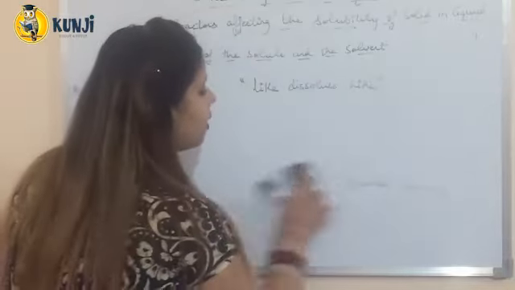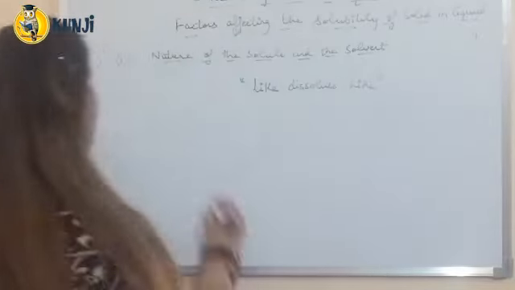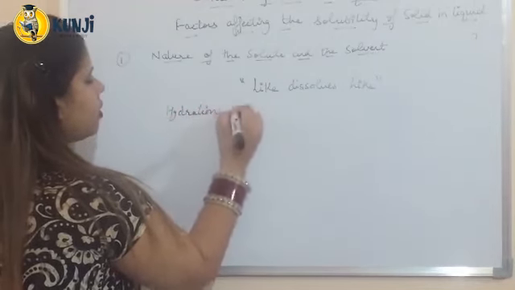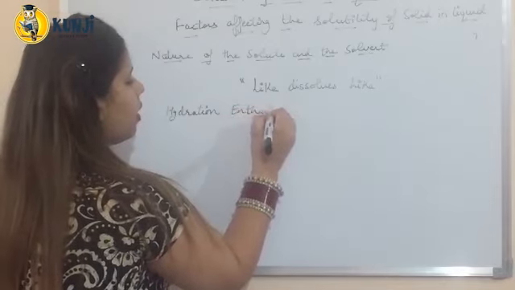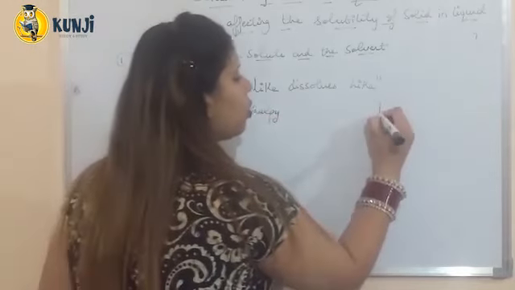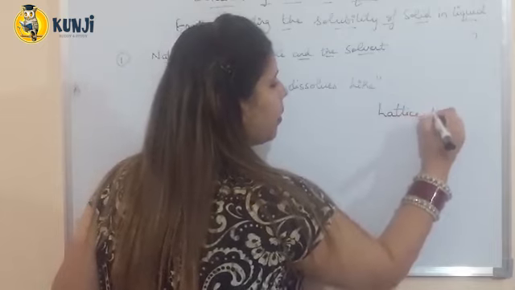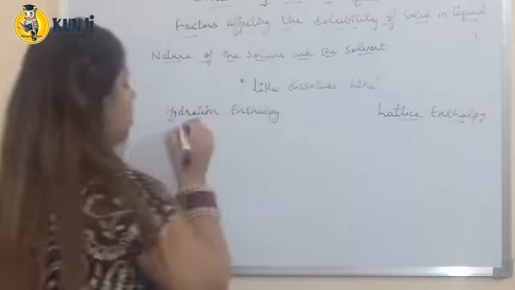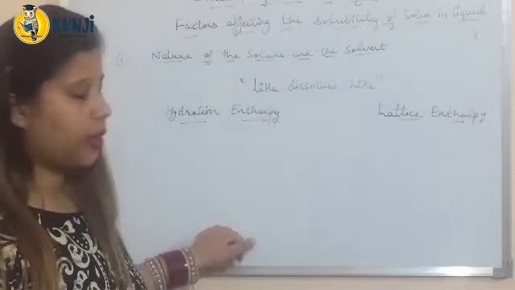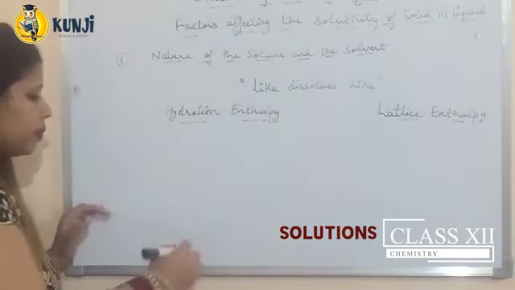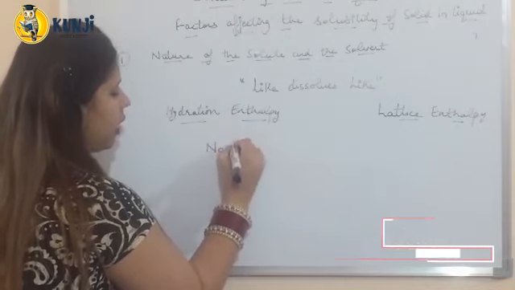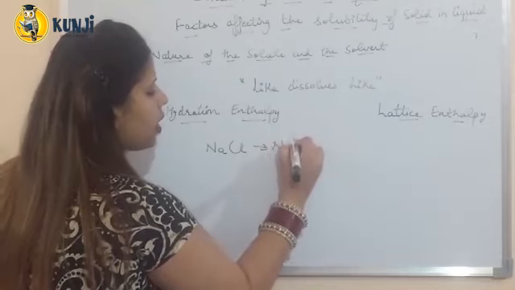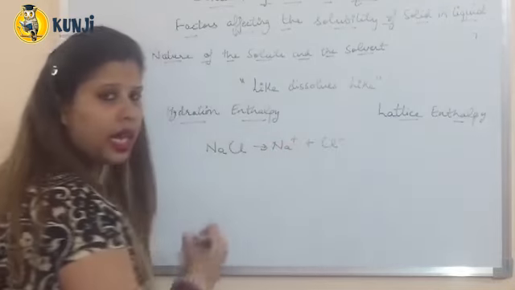The reason behind that is hydration enthalpy. Hydration enthalpy. And for that, we must know the lattice enthalpy. Hydration enthalpy and lattice enthalpy. Hydration enthalpy means whenever you are dissolving any of the ionic compound to the water, it dissociates into its ion, Na positive and Cl negative.